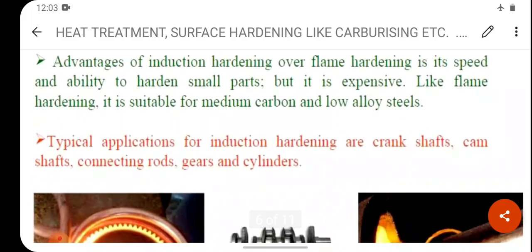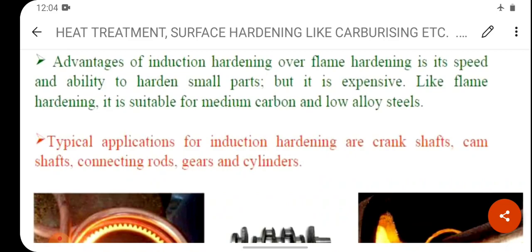Now we'll discuss the advantages of induction hardening over flame hardening: its speed and ability to harden small parts. What is the advantage of induction hardening as compared to flame hardening? Speed is more, and the ability to harden smaller and smaller parts, but it is expensive. This is the disadvantage. Like flame hardening, it is suitable for medium carbon and low alloy steel. It is also suitable for medium carbon steel and low alloy steel.